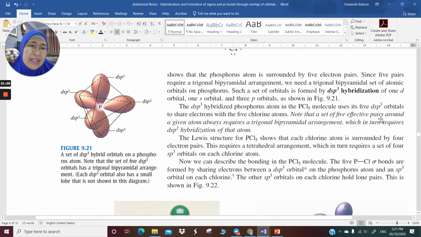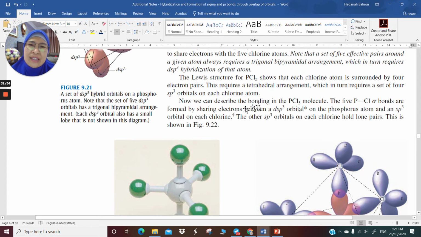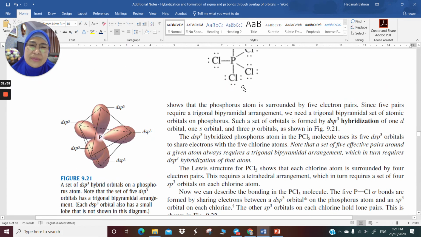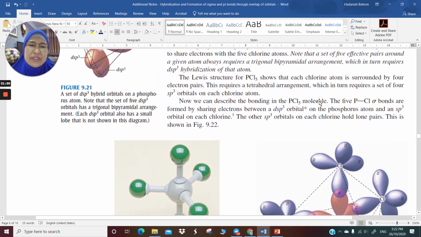Note that a set of 5 electron pairs around a given atom always requires a trigonal bipyramidal arrangement. When you have 5 bonds surrounding a central atom, it will have to be trigonal bipyramidal. Trigonal bipyramidal has hybridization of dsp3. The Lewis structure shows that each chlorine is surrounded by 4 electron pairs. Have a look here: 4 electron pairs, 3 lone pairs, and 1 bonding pair. Note that a set of 5 effective pairs around a given atom always requires a trigonal bipyramidal arrangement.